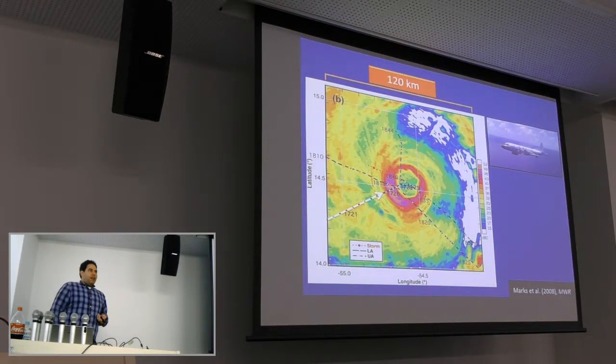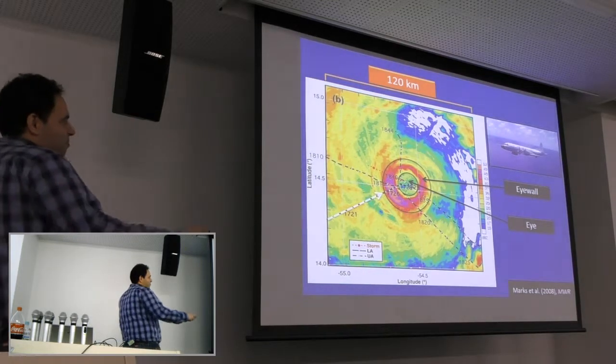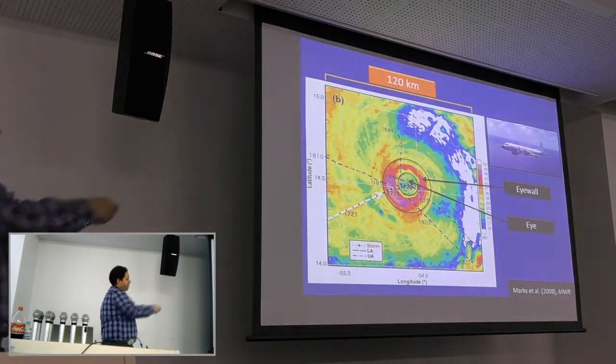And the plane was flying at only about 500 meters height above the surface. So you might think that's not safe, and that's correct, it is not safe. This is just to illustrate where the eyewall and the eye region inside there are.